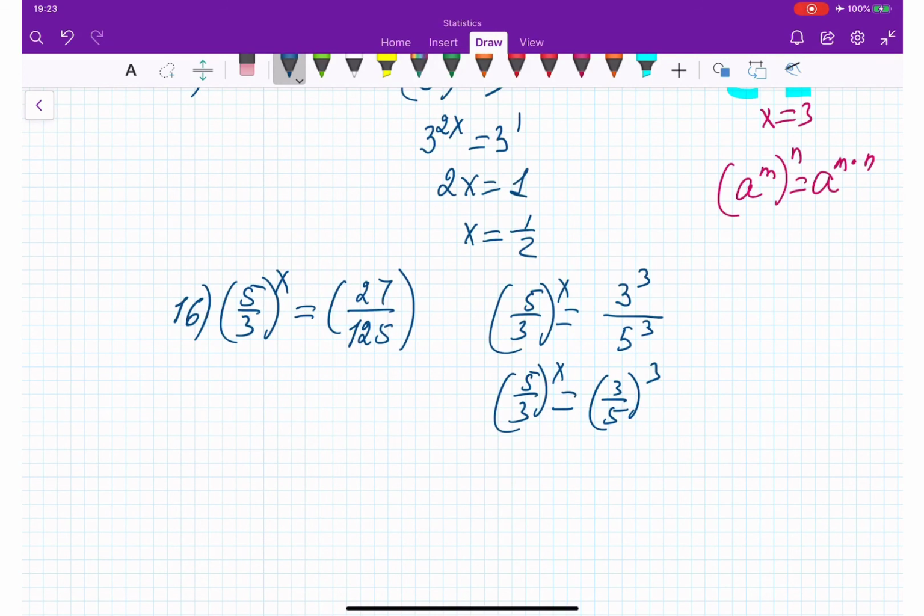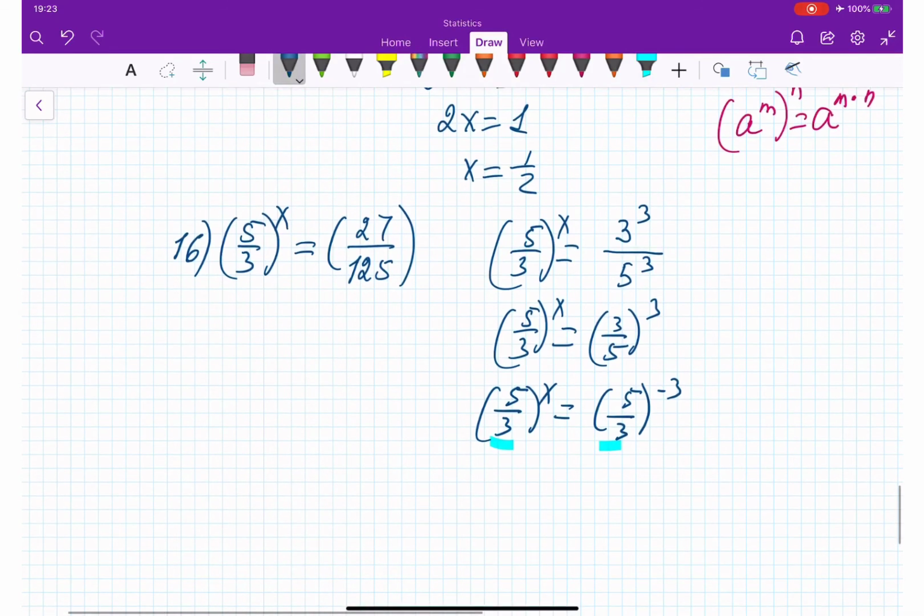Why would I want to work with negative x, right? So I put (5/3)^x is equal to (5/3)^-3. Make sense? Since we have the same base, then we can write down that x is equal to negative 3.